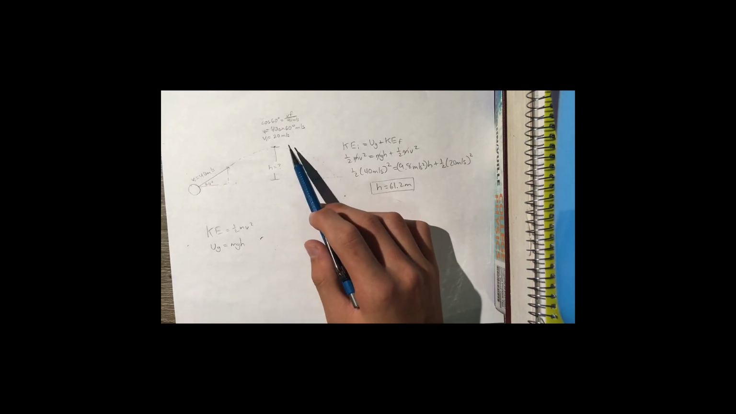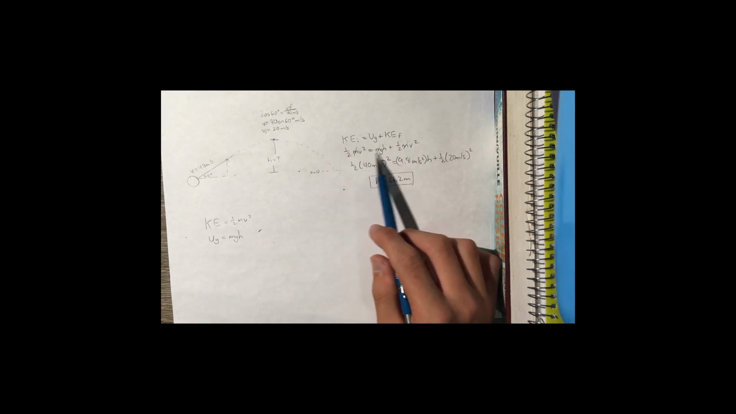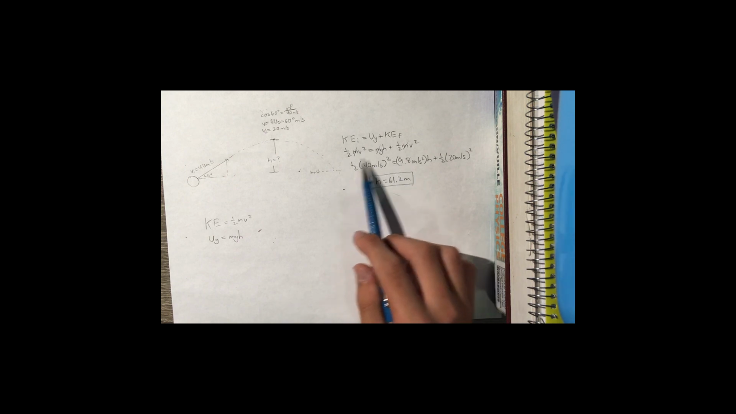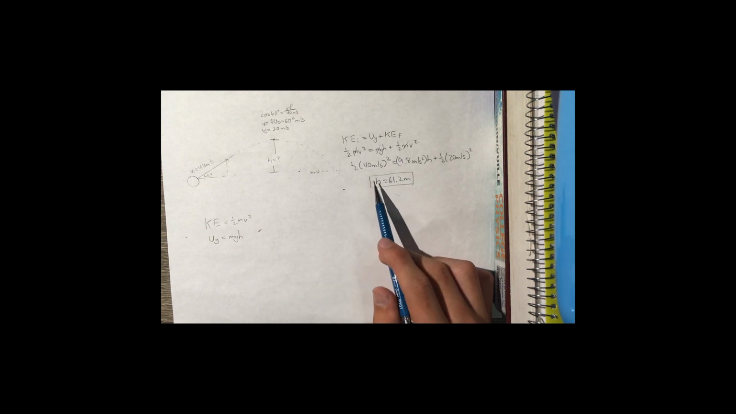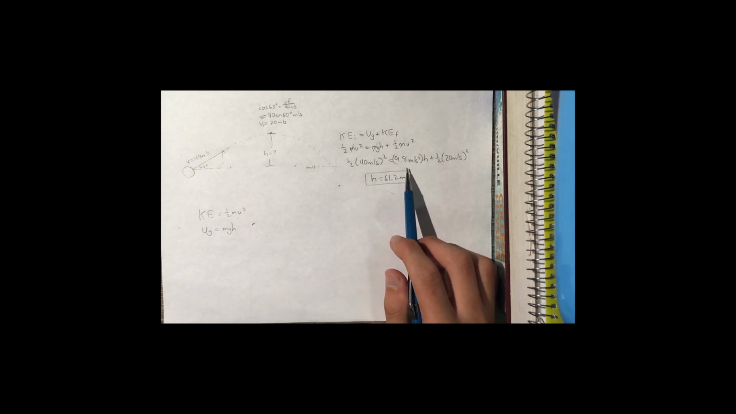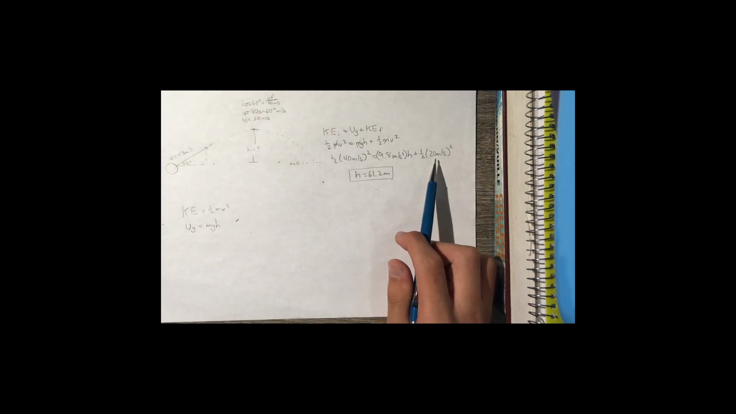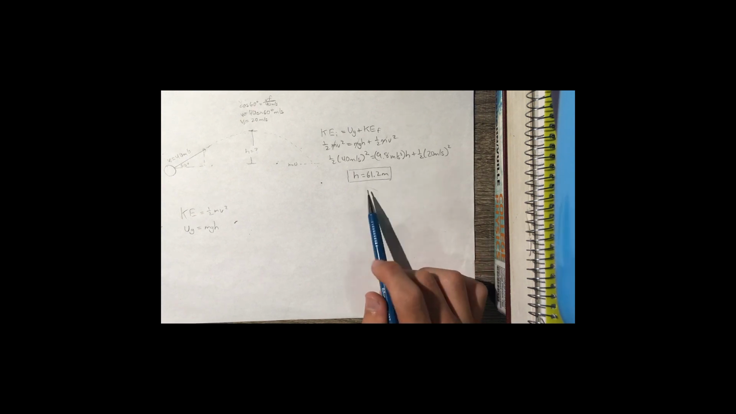And now all we have to do is plug in the variables. So right here, the masses all cancel out, and then we plug in the initial velocity, which is 40 meters per second, gravity, which is 9.8 meters per second squared, and the final velocity, which is 20 meters per second. And the final answer is 61.2 meters.